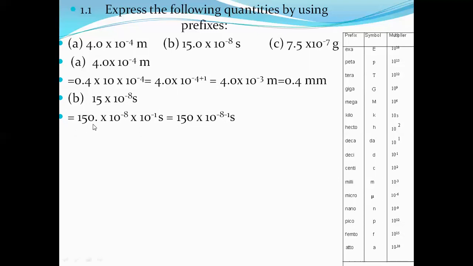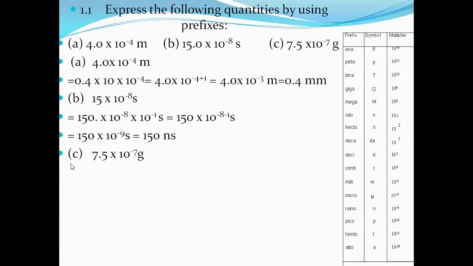So 150 into 10 to the power minus 8, which is written as it is, and as we have converted 15 into 150, we have written 10 to the power minus 1. So when we add these two quantities, it will be 150 into 10 to the power minus 8 minus 1. That means these two values will be adding up. So the new quantity will be 150 into 10 to the power minus 9 seconds. Or what can we write down minus 9 as? Nano. So instead of writing 10 to the power minus 9, 150 nanoseconds.